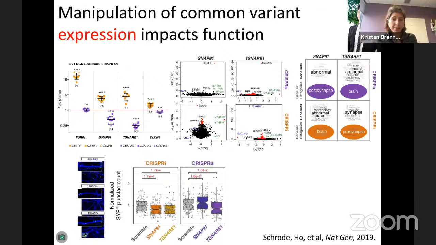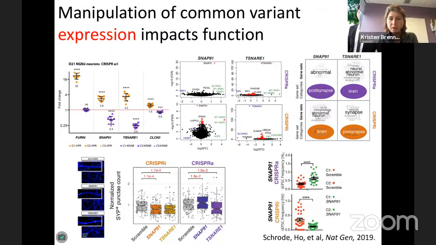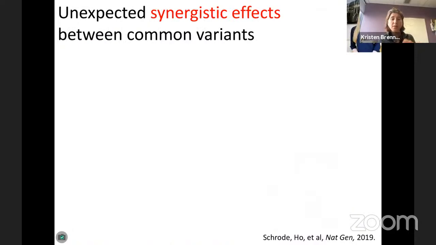Reciprocal perturbations of SNAP-91 and tSNARE are sufficient to change the density of synaptic proteins, and they're sufficient to alter the excitatory synaptic activity by electrophysiology. So here, increasing SNAP-91 increases synaptic activity, and decreasing it decreases synaptic activity. But again, we are modulating just one schizophrenia risk gene at a time, and that's not how it works in disease. And so we asked what happens if we perturb schizophrenia risk genes in combination. And so again, Suk and Nadine teamed up to take this on.